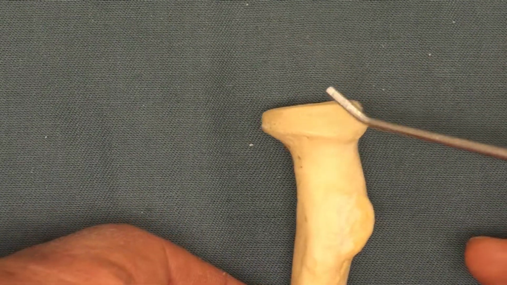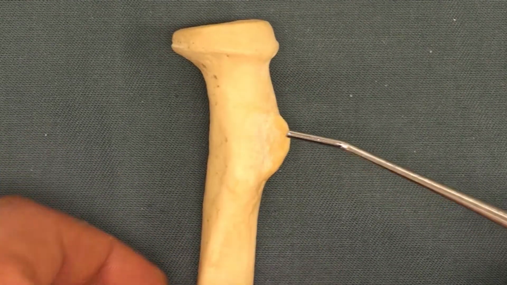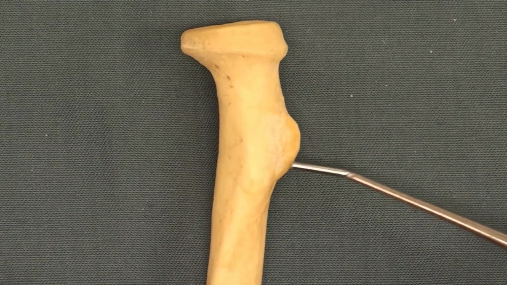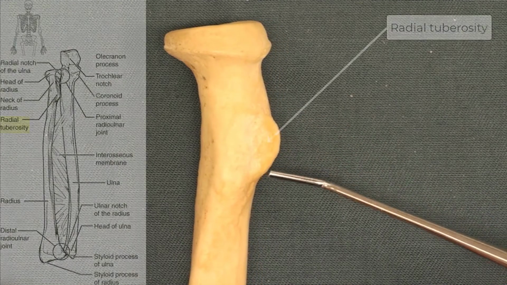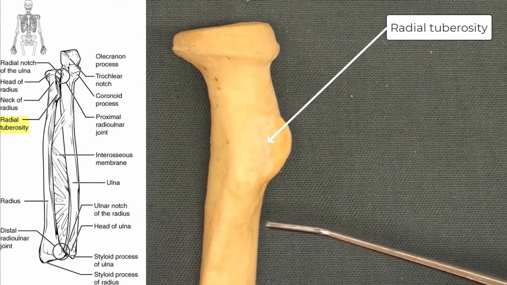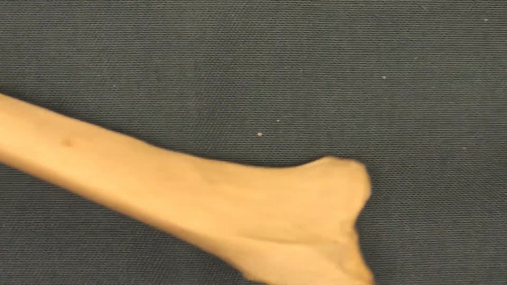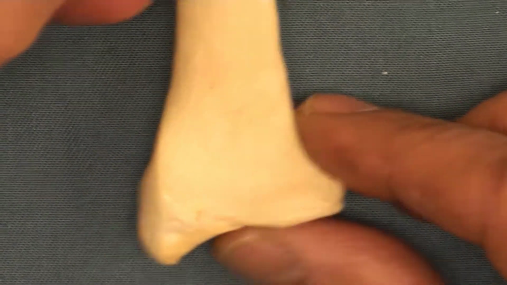Now below the head we have the neck right here, and then below that we have a bony projection known as the radial tuberosity. Radial tuberosity. Okay, let's go with the distal end, and again I need to hold the bone in anatomical position to see the distal end.